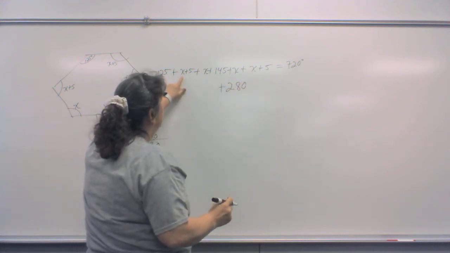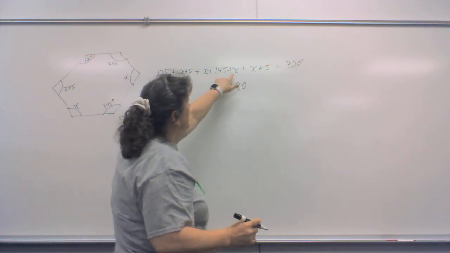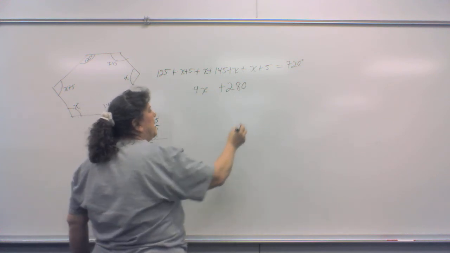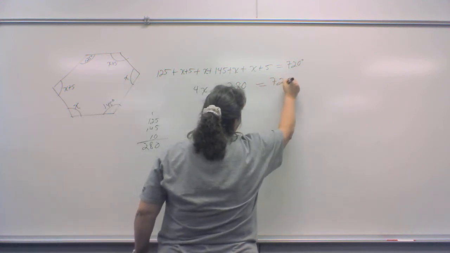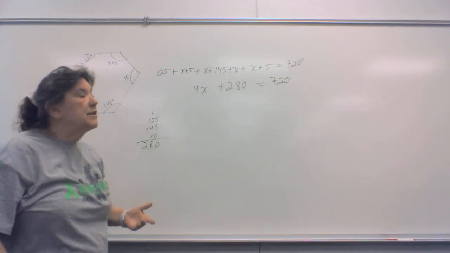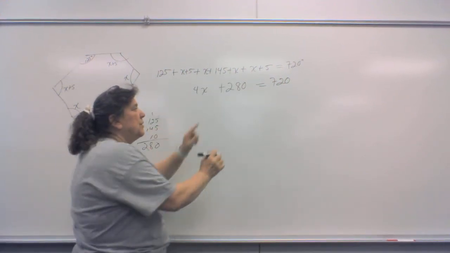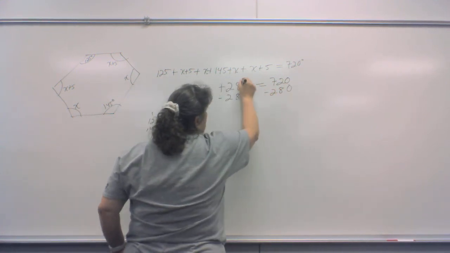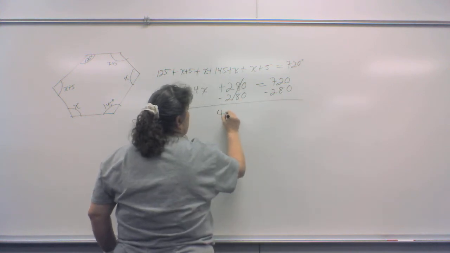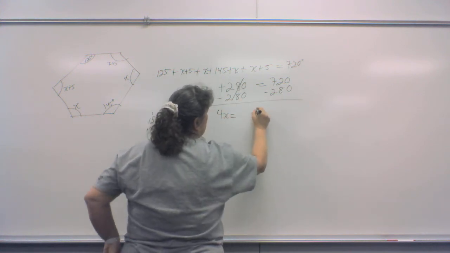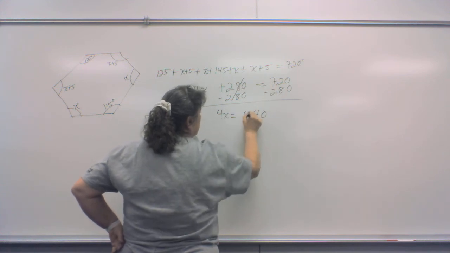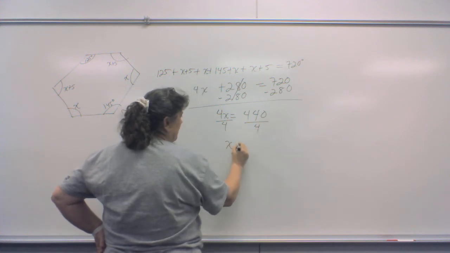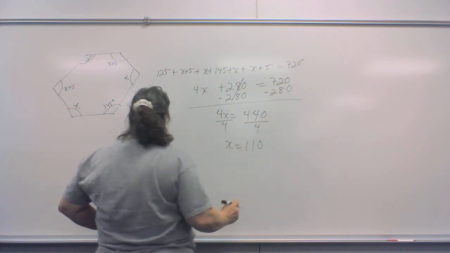How many of the variables do I have? 1, 2, 3, 4. I have 4x. So 4x plus 280 is equal to 720. And now remember, we have to solve the equation to find out what x is. So you're going to subtract your 280 from both sides to keep your equation balanced. And 4x is going to equal 440. And now we're going to divide by 4 to find out what x is equal to. X is equal to 110, 110.